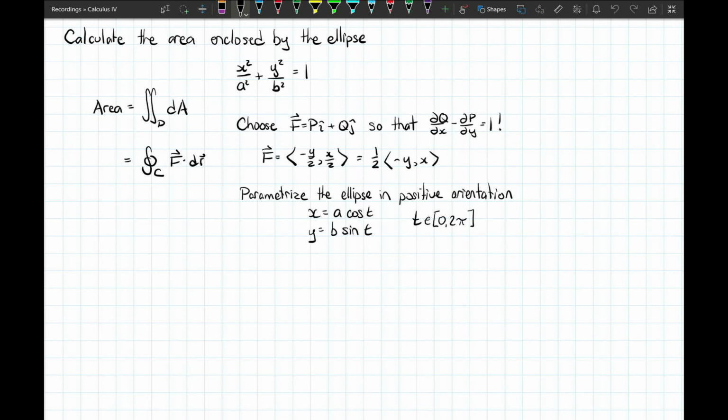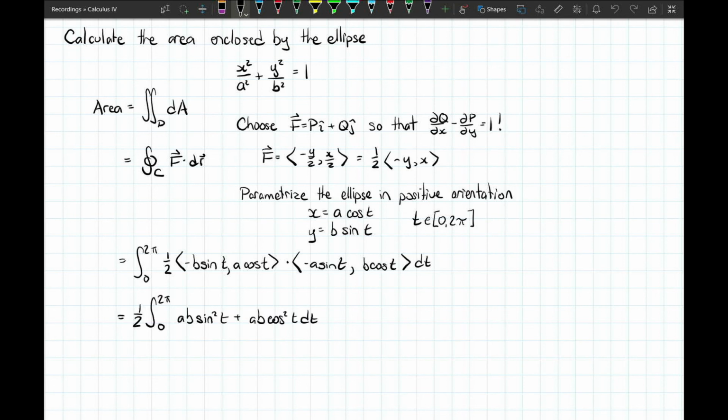Now we'll need to plug this parameterization into our vector field, and we'll have to dot product that with the derivative of our parameterization. And then we can integrate that from t equals 0 to t equals 2 pi. Now, I've chosen this particular vector field so that it will fit the properties of what we need for area, but also so that this dot product works out to be a really convenient expression. This is simply just ab sine squared t plus ab cosine squared t, and we can take that 1/2 and factor it right out of the integral.